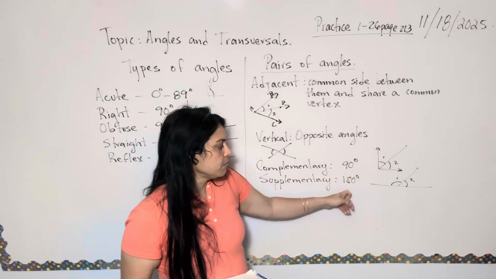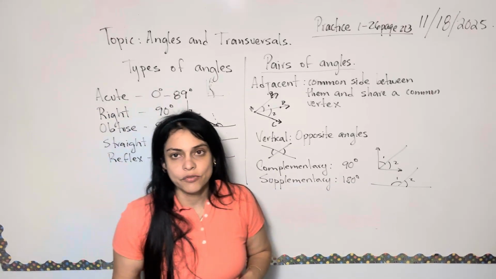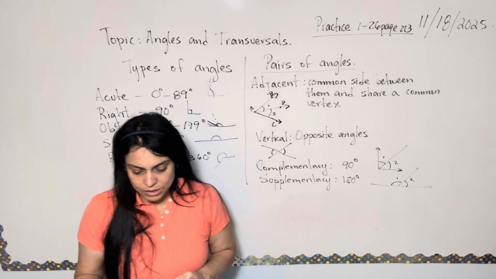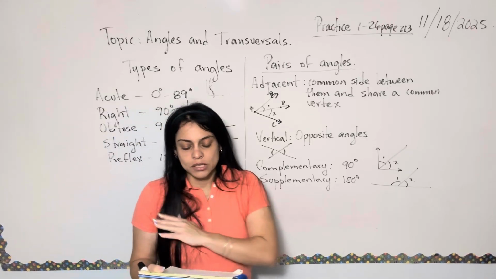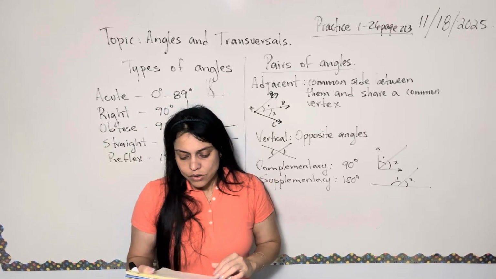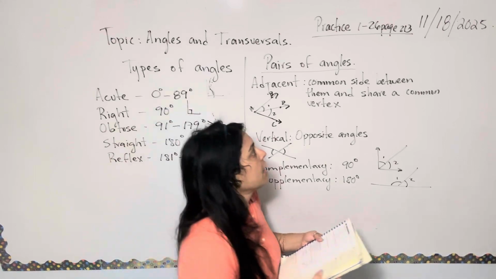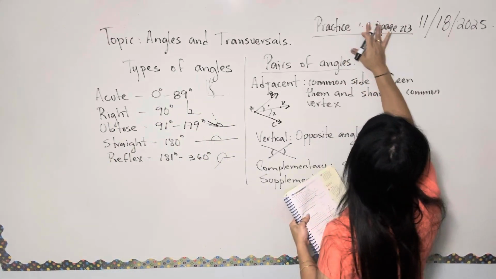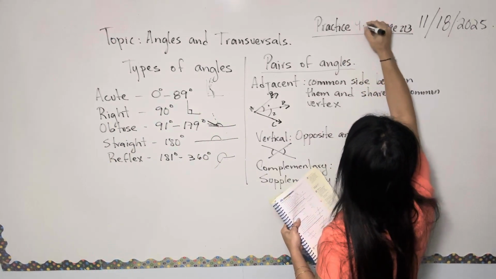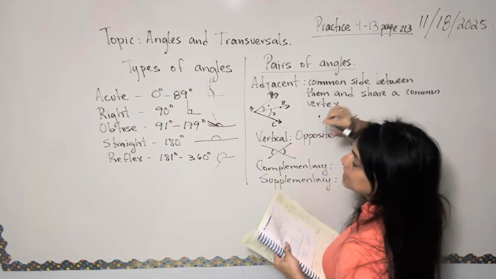So we are talking about supplementary, which is the type of angles that when you add them give you 180. And that's what you have to do from 9 to 13. So the practice work that I want you to do is from 9 to 13. Okay, you just add them.